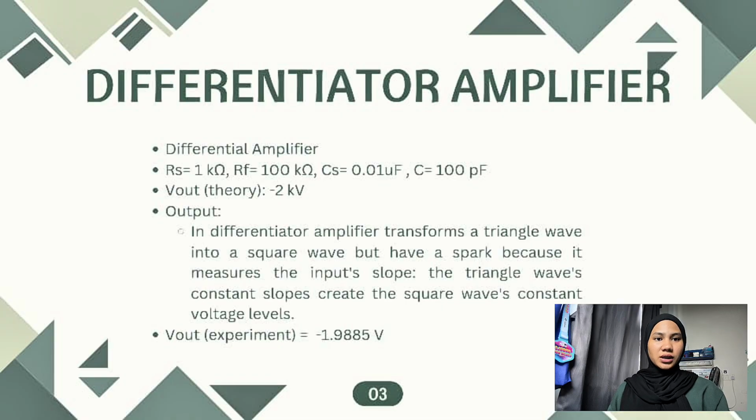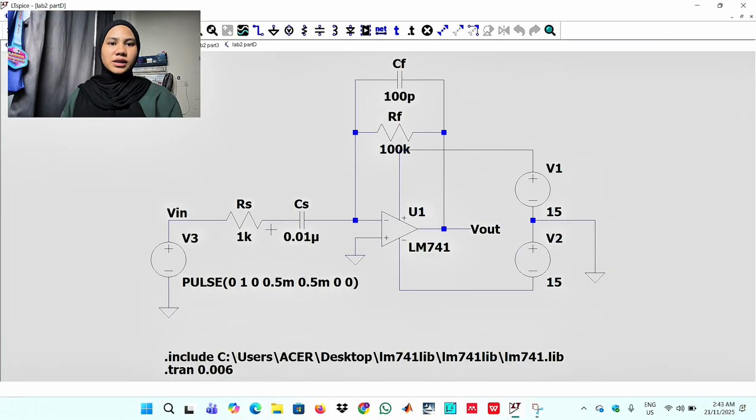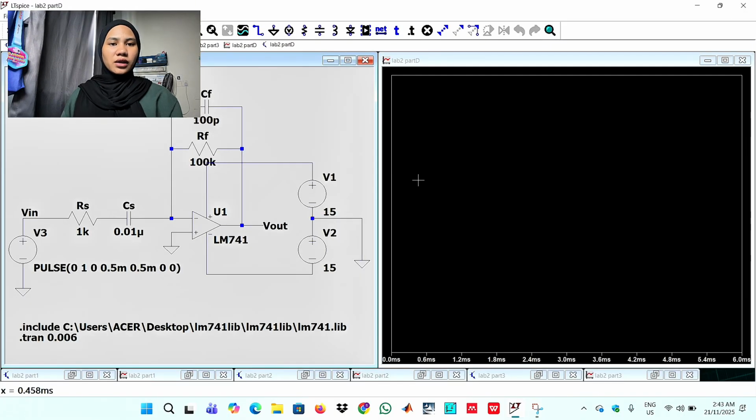Differentiator amplifier. For the differentiator amplifier, I use RS of 1k ohm, RF of 100k ohm, CS of 0.01 microfarad, and another capacitor of 100 picofarad. The theoretical Vout is negative 2 volts. In the simulation, the output voltage is negative 1.9885 volts.